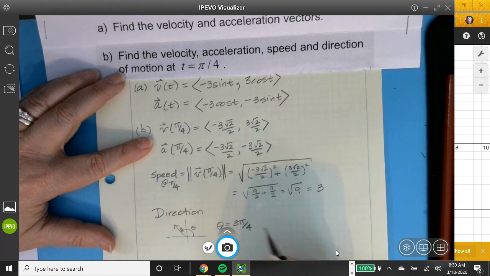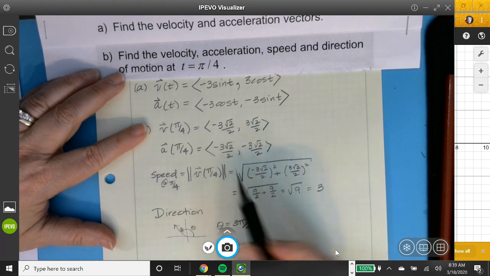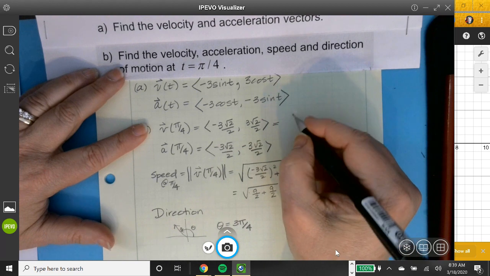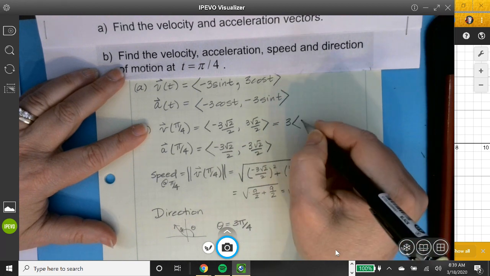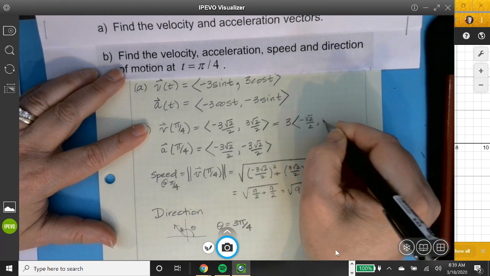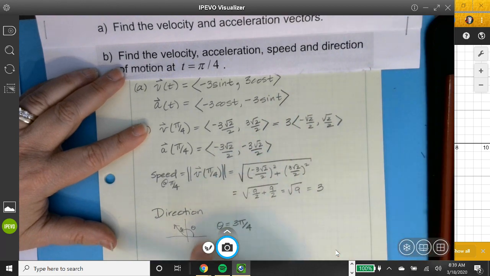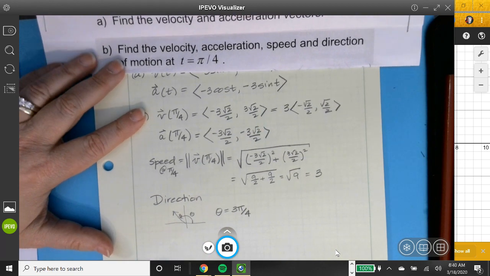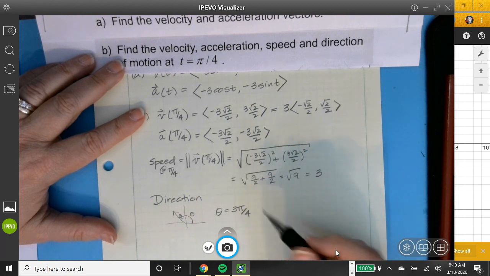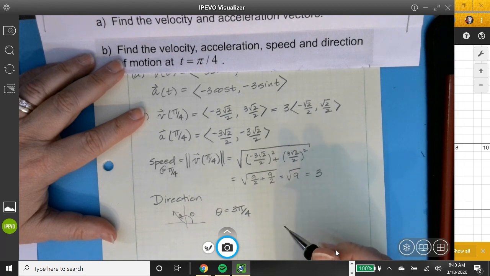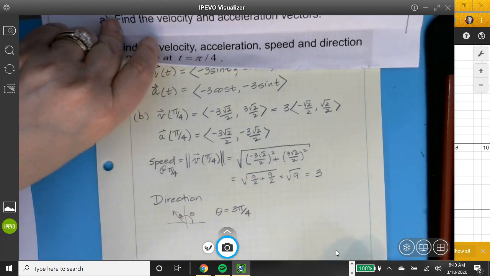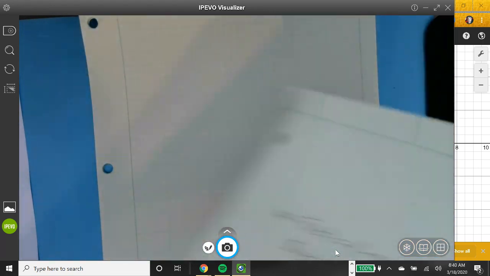I think everybody can see that because the velocity is equal to 3 if I pull the scalar out, negative root 2 over 2, comma, root 2 over 2. And this is in quadrant 2, and it's the pi over 4 angle, and it's going to be pi over 2, 3 pi over 4. Okay? And we can also use the unit vector to show us what the direction is. But I like to use the angle.